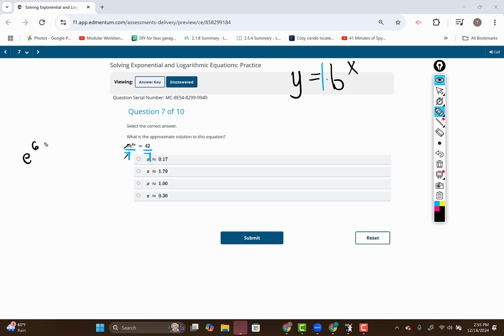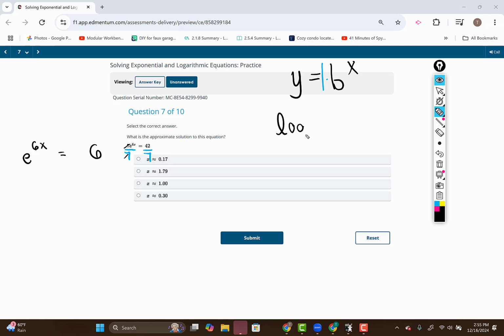E raised to the 6x power equals 42 divided by 7 is 6. So now this is in exponential form. We can do 3 things here. We can work it backwards. We can convert it to log form. That would work. But I'm going to do it the same way I've worked out the previous problems in this section. And I want to apply the third log property.